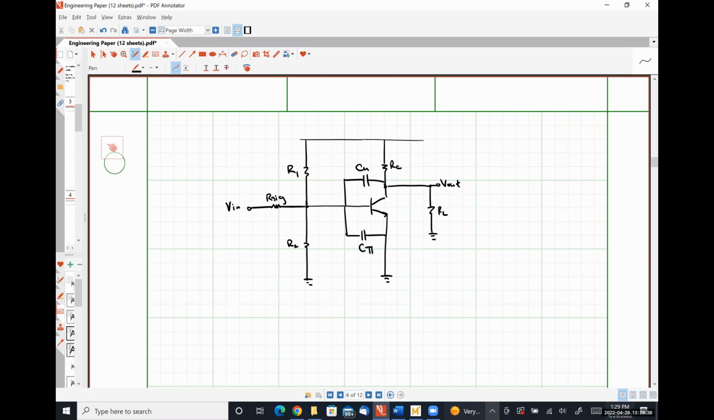And at that point, it's exactly what we did in the notes for the Miller method. The only difference is that RL is now in parallel with RC. Other than that, it is 100% from the notes.